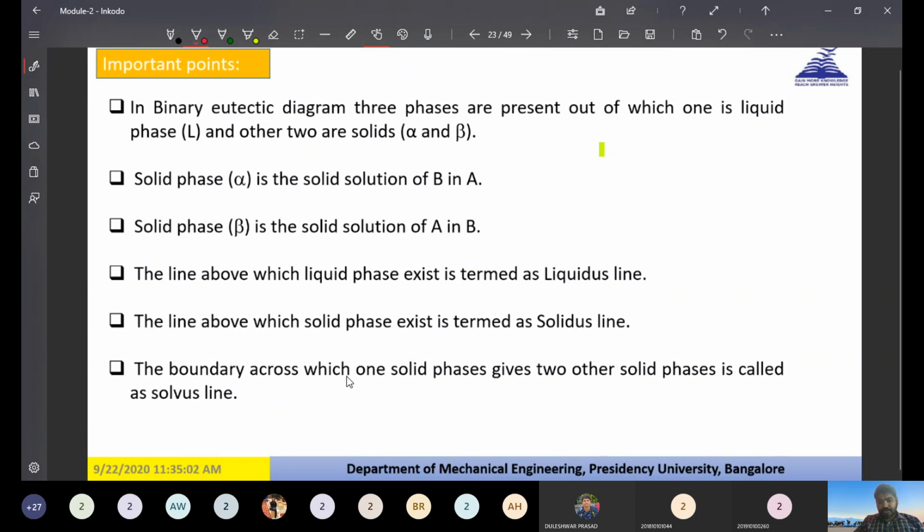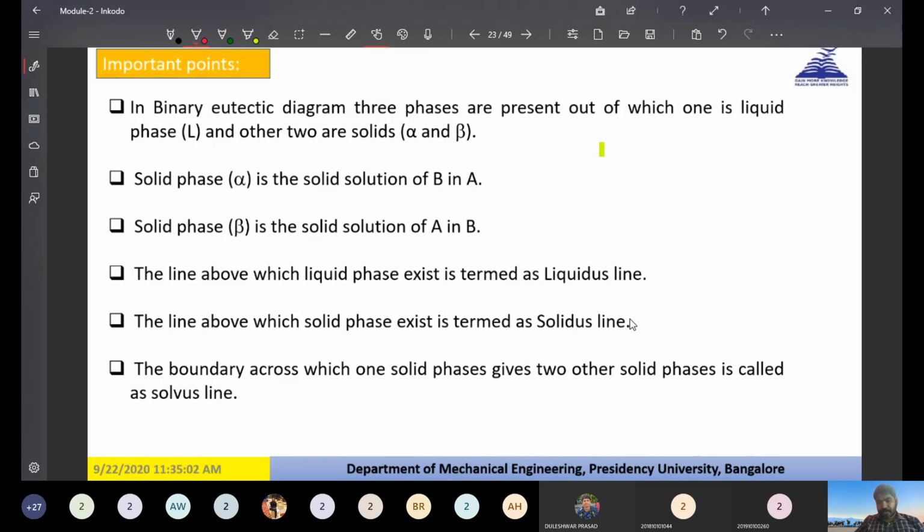Now the boundary across which one solid phase gives two other solid phases is termed as the solvus line. So we have seen that. We are having three types of lines in this binary eutectic diagram. One is the liquidus line, the line above which everything is in liquid state. We are having this solidus line, the line below which our phases are in solid phase.